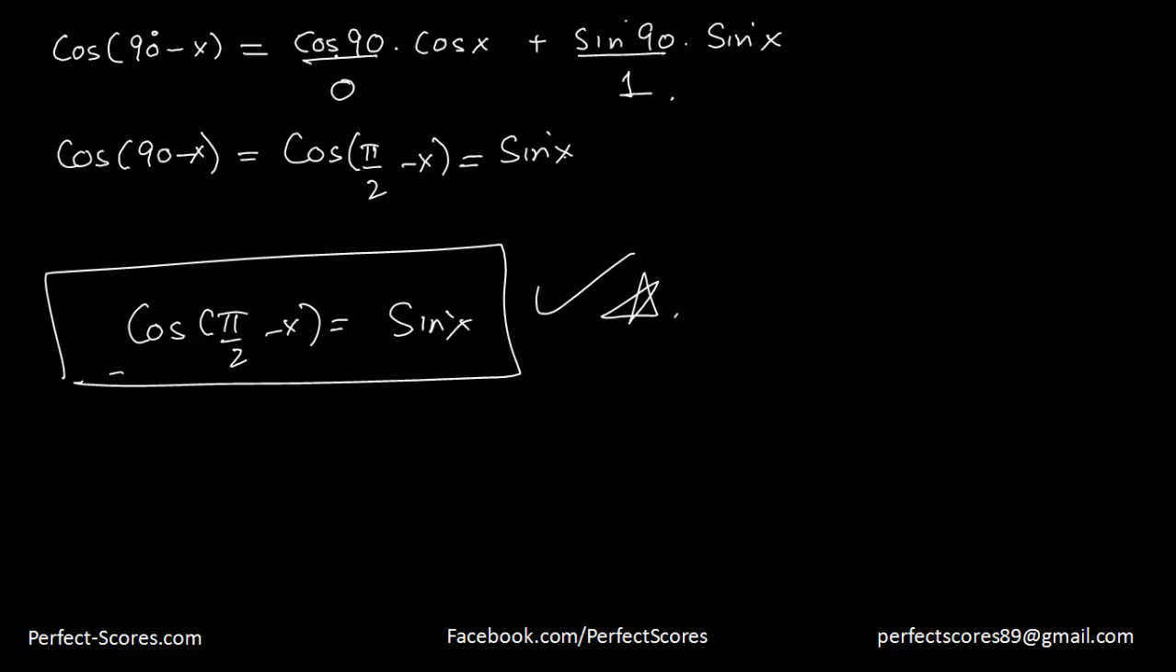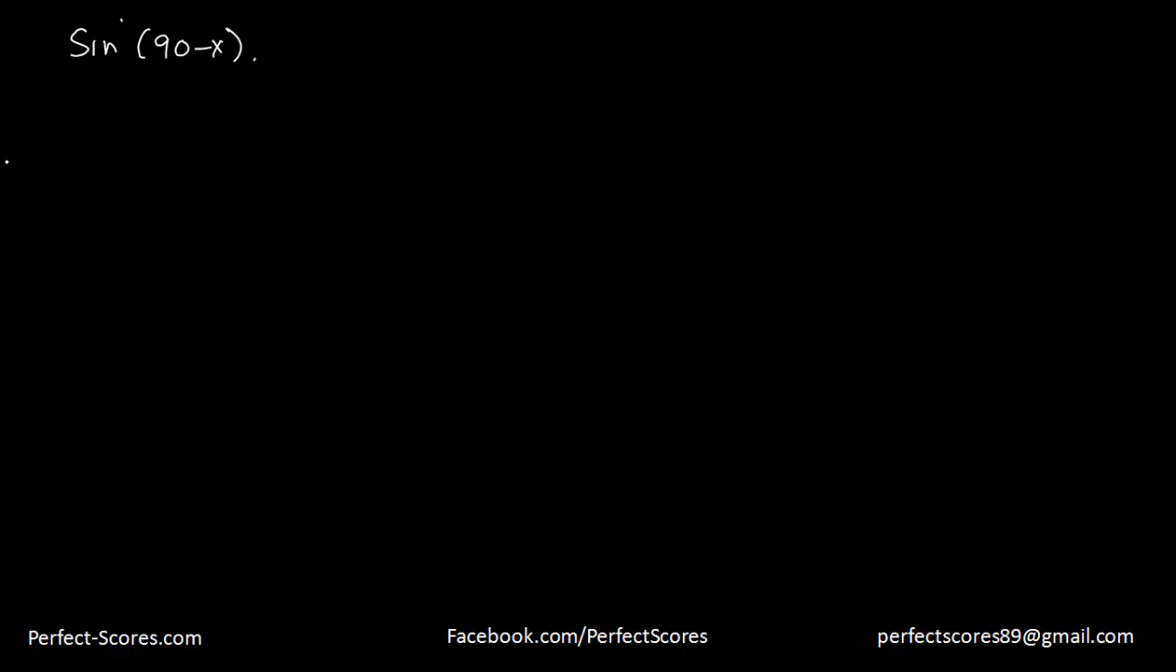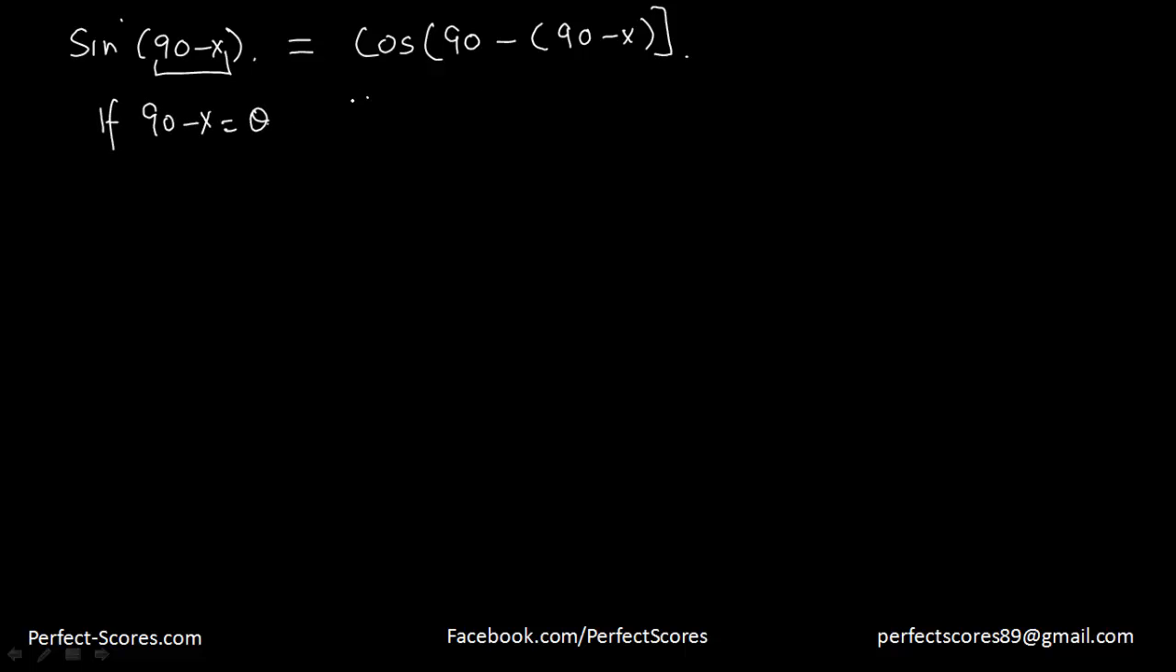Since we know that the value of cos of 90 minus x is equal to sine of x, then cos of 90 minus x would be equal to cosine of 90 minus this angle, which is 90 minus x. You can even call it that: if we say that 90 minus x is theta, then sine theta would actually be equal to cosine of 90 minus theta. Right? So same thing I've done here.